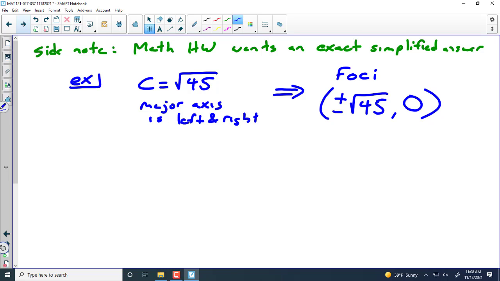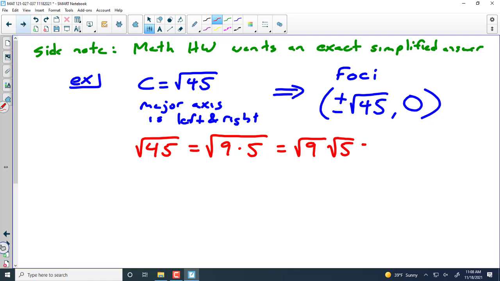And the math homework will freak out on you if you put that answer. They'll give you one of the more annoying messages that says, even though your answer is equivalent to the correct answer, it's not in the proper form. Because they want you to remember that square root of 45 is the square root of 9 times 5, which is the square root of 9 times the square root of 5, which is 3 times the square root of 5.